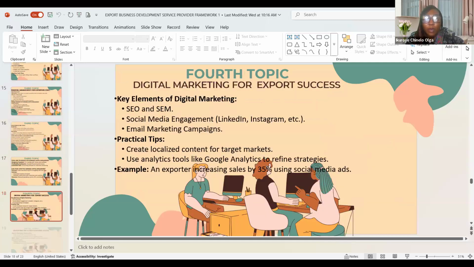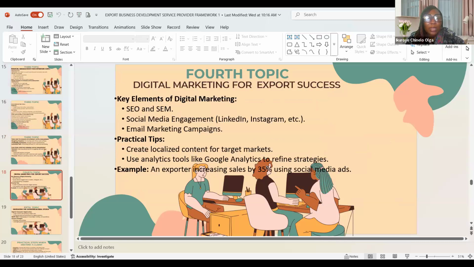We also have digital marketing for export success. The key elements of digital marketing are SEO and SEM, social media engagement, like I said earlier on, and email marketing campaigns. The practical tips: you need to create localized content for target markets. You already know who your target markets are, so there needs to be content to attract them. You need to use analytical tools like Google Analytics to refine strategies.